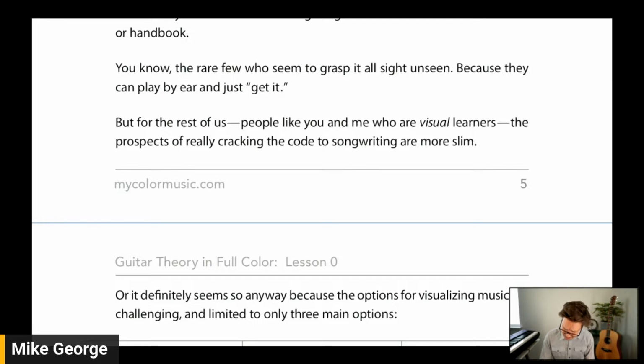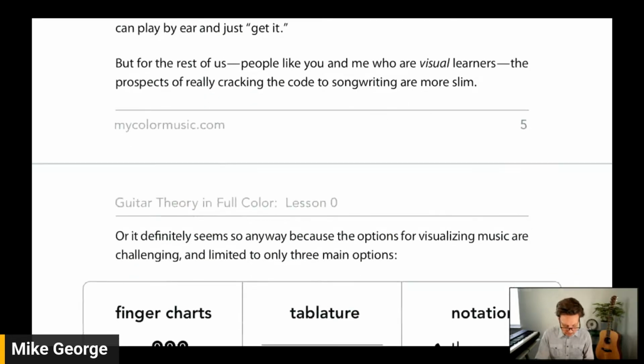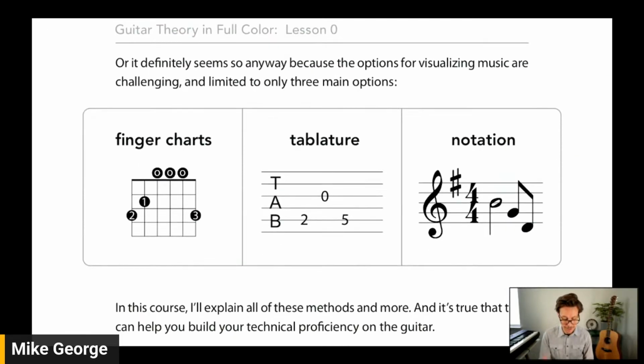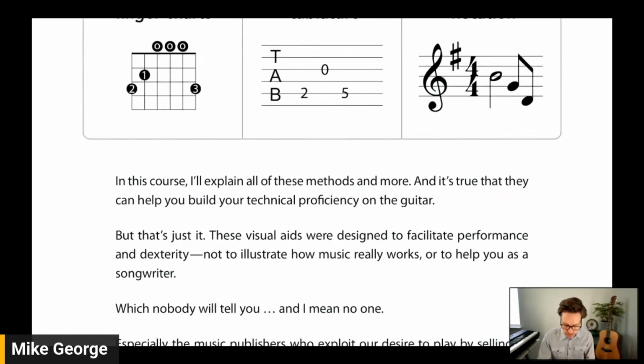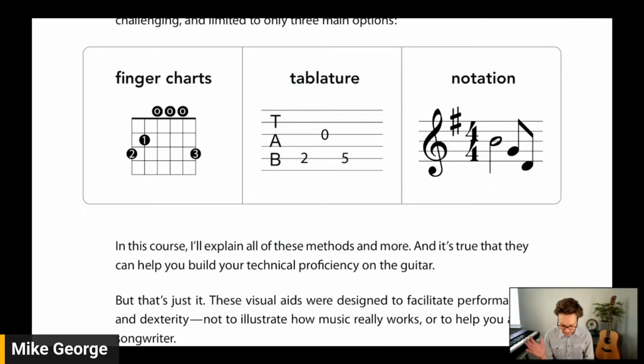Or it definitely seems so anyway, because the options for visualizing music are challenging and limited to only three main options: finger charts, tablature, and notation. Those are kind of the big three. In this course, I'll explain all of these methods and more. And it's true that they can help you build your technical proficiency on the guitar.